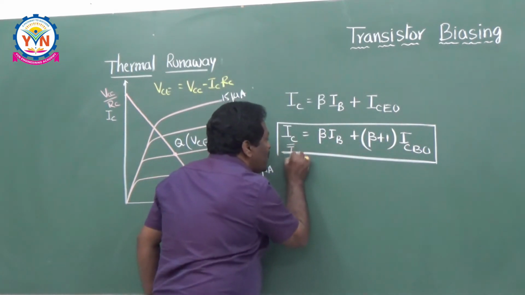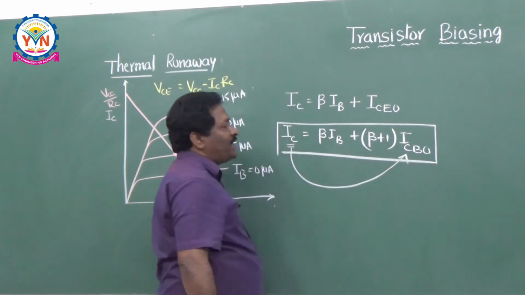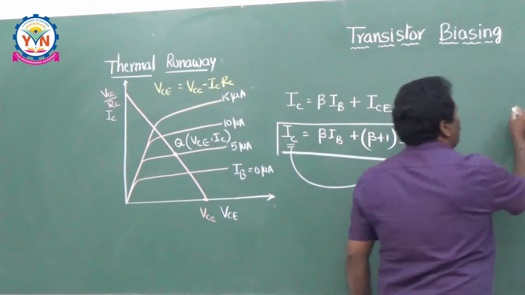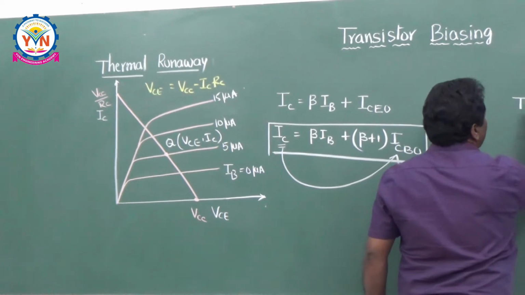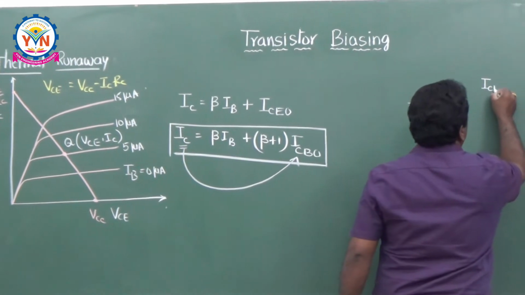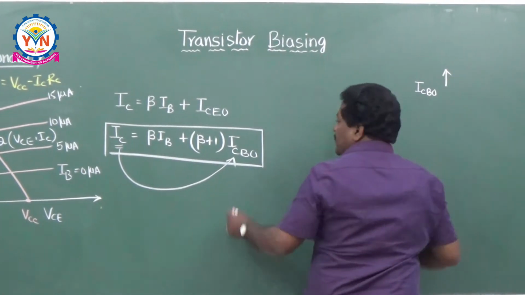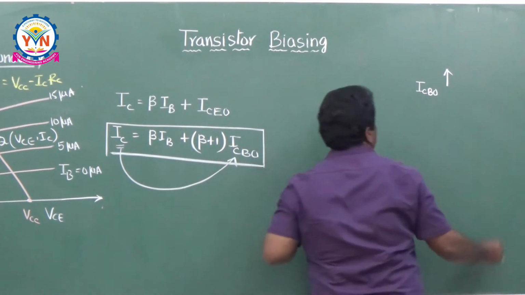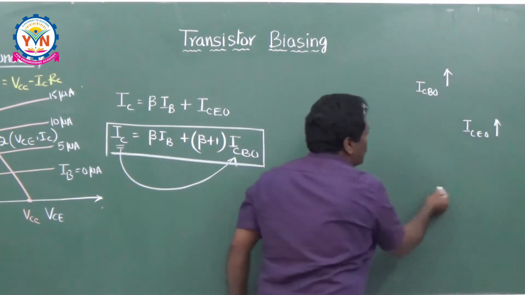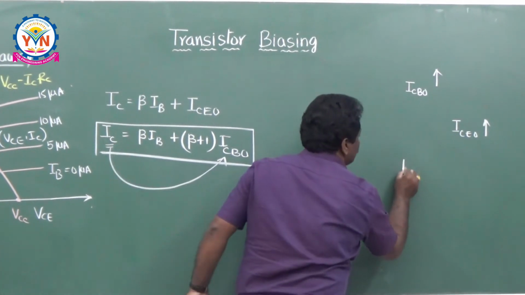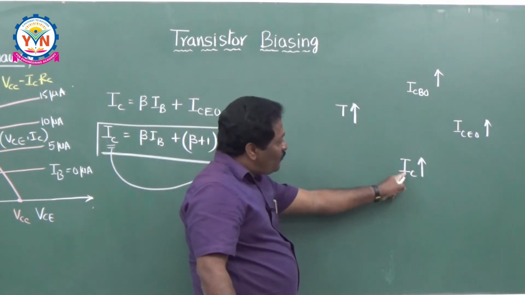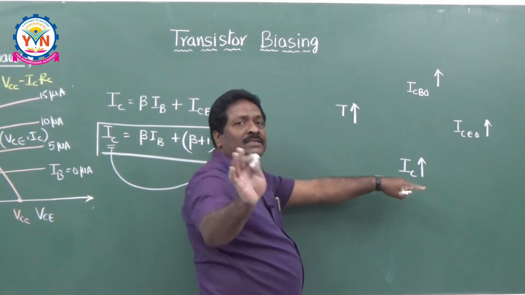The dependence of this IC on the reverse saturation current is nothing but the concept of thermal runaway. Let me explain. Suppose temperature changes, that means T increases. Your reverse saturation current ICBO also increases. If ICBO increases, ICEO also increases. If ICEO increases, naturally IC increases. IC means collector current, which flows across your collector junction. If IC increases, the temperature at the collector junction also increases.